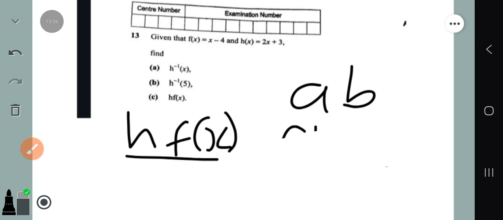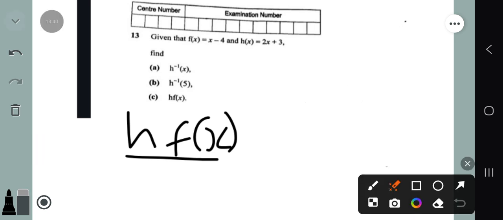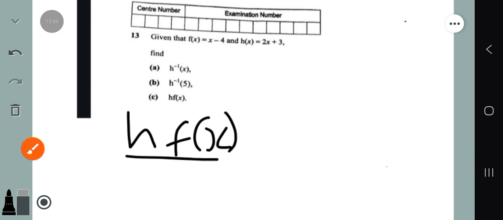So don't even think about it too much. Just try to understand it. When they say hf, it means just follow the letter that is inside. The letter that is inside is f. So the function of f, get it, this one, and substitute it in this one where there is x. And then start simplifying. Simple.